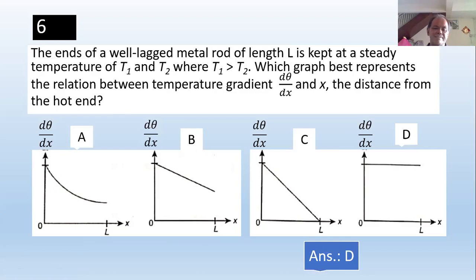If B is theta, this must be theta, not d theta/dx. This is theta. Remember that? The gradient is constant. Don't get confused. They're basically just like PV and V.